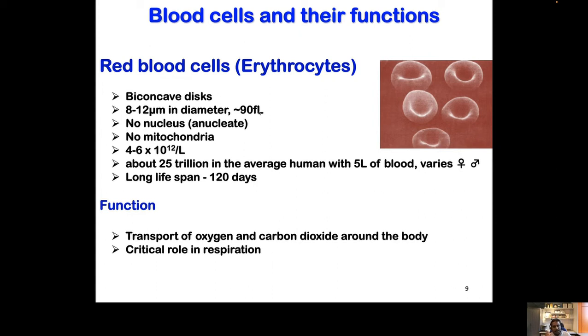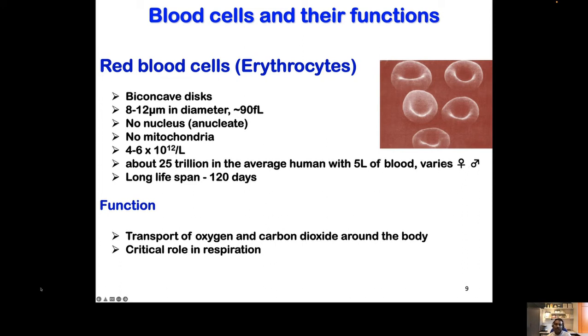They don't have any mitochondria, but they will carry lots of ADP and ATP for their energy. As I said before, around 4.5 to 6 million cells will be found in every microliter of blood, and about 25 trillion cells in the average human body. If someone has 5 liters of blood, we have around 25 trillion red blood cells in our body.